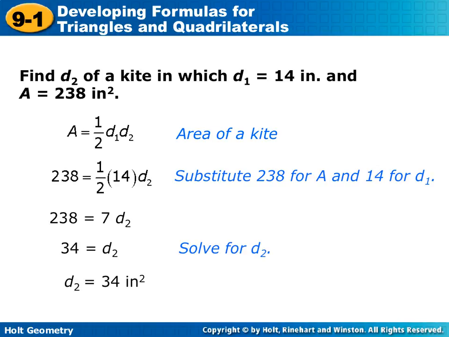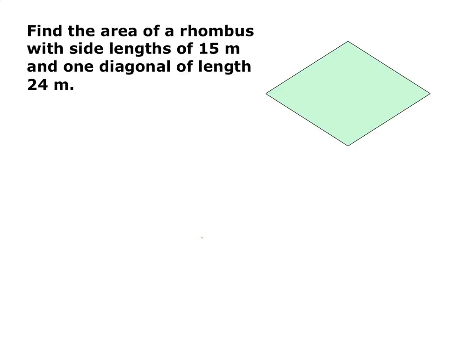Okay, there were a couple kites. Here's a rhombus. Find the area of the rhombus with side lengths, not diagonals, side lengths of 15 and one diagonal is 24. I don't know if that's the long diagonal or short diagonal. So we'll just have to put it in one of them and just see what happens. So, how are we going to find its total area? We need the other diagonal.